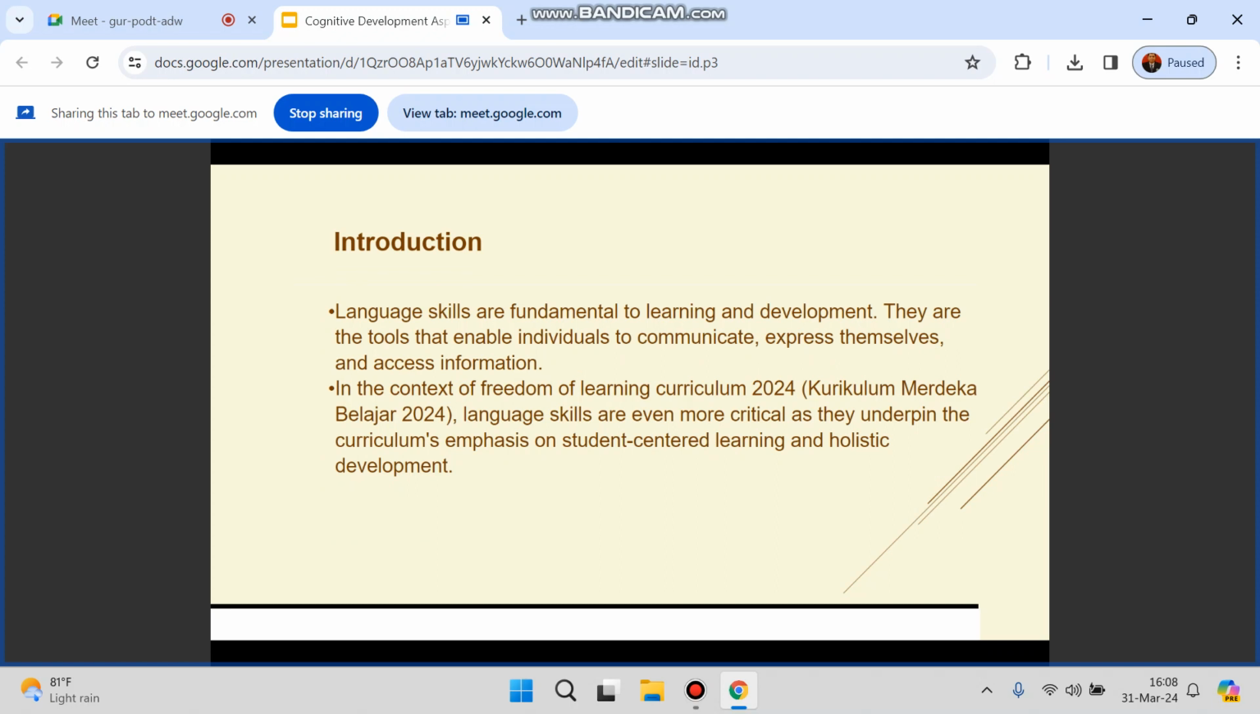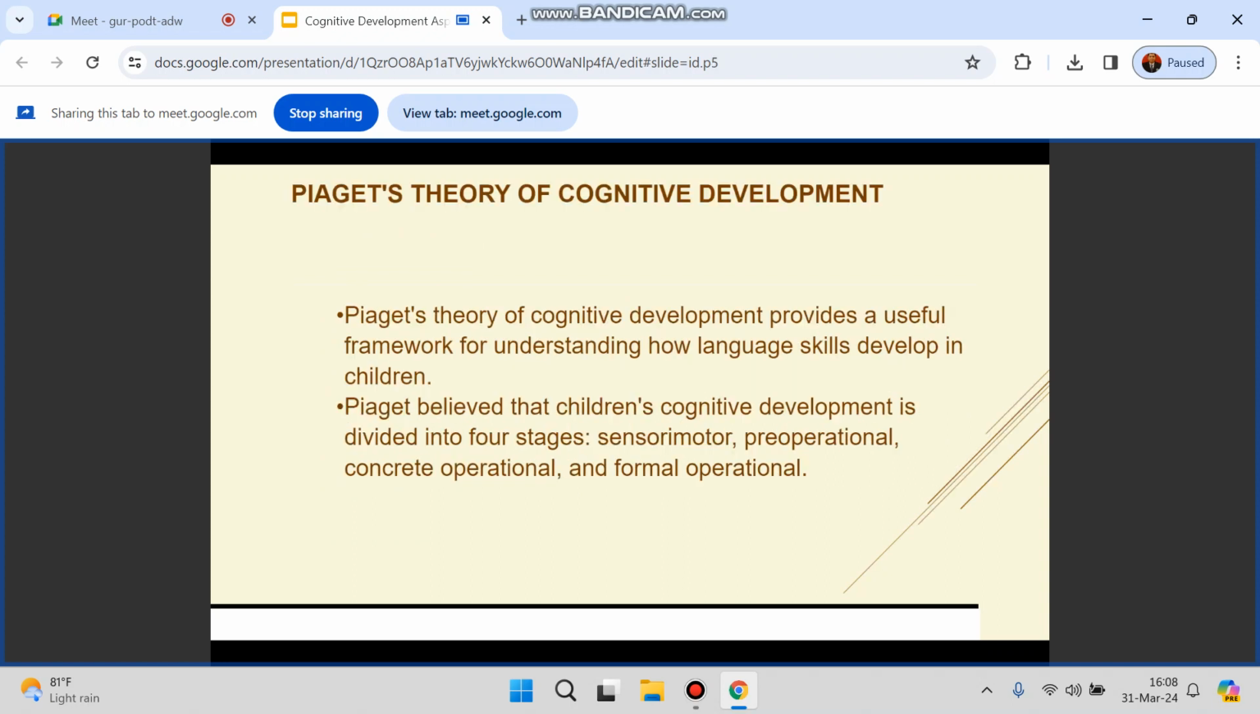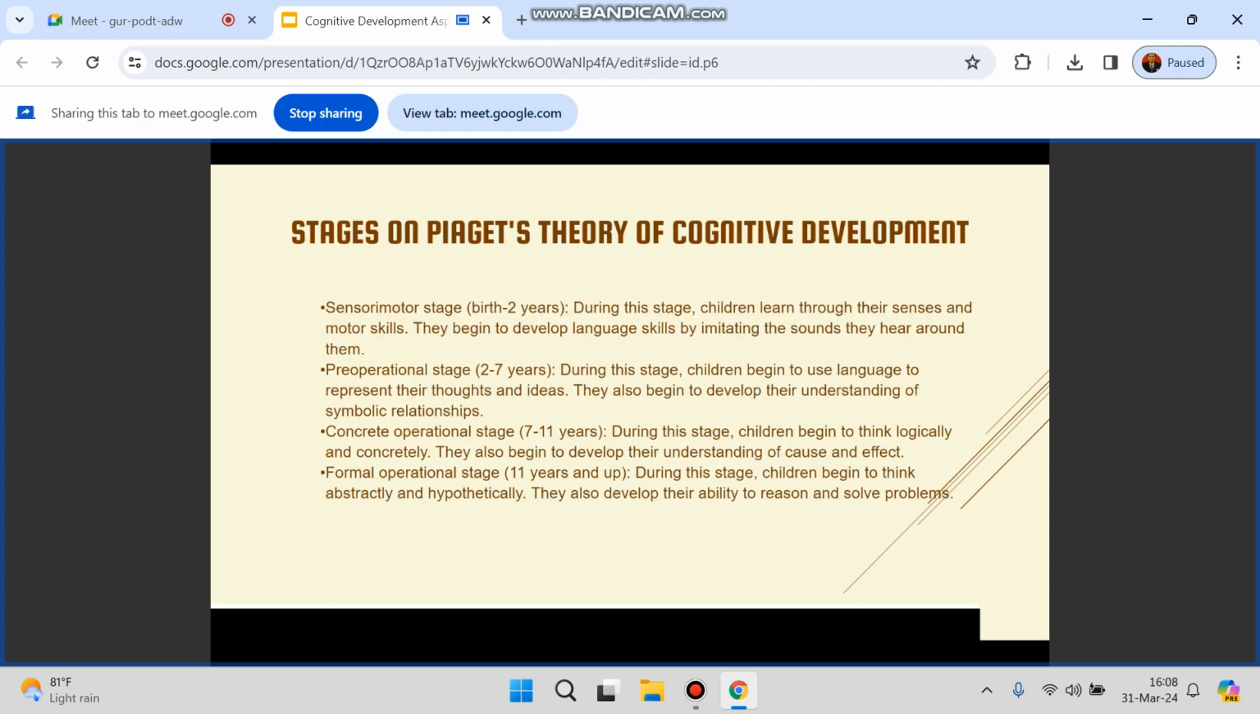In the context of curriculum, we call it Kurikulum Merdeka Belajar. Language skills are even more critical as they underpin the curriculum's emphasis on student-centered learning and holistic development. Within the paradigm shift, the integration of reading, listening, speaking, writing, comprehending, and presenting takes center stage, mirroring Piaget's theory of cognitive development and its application in educational context. There are some stages in Piaget's theory of cognitive development: sensorimotor stage, 2 years old, pre-operational stage, concrete operational stage, and formal operational stage.